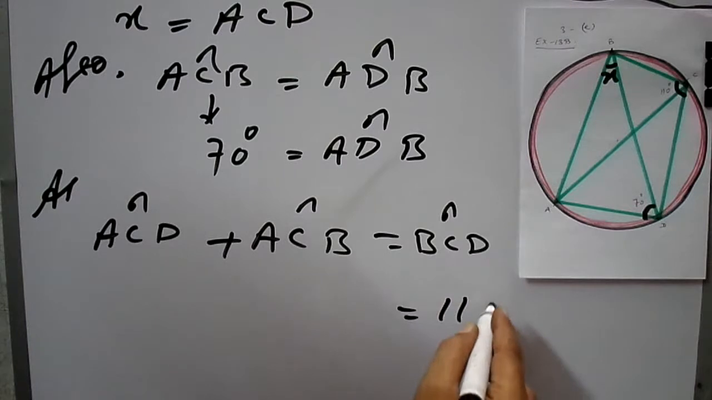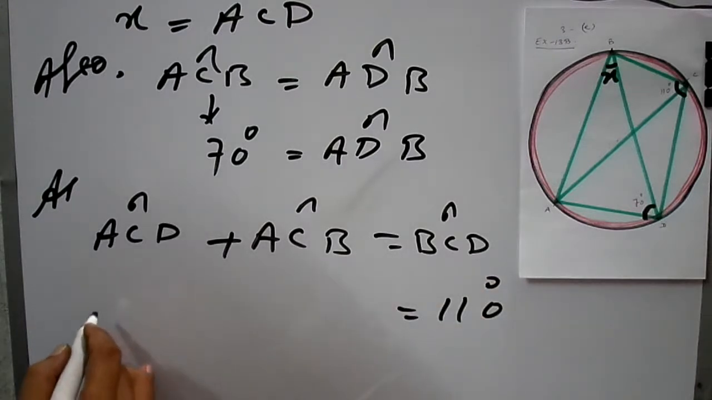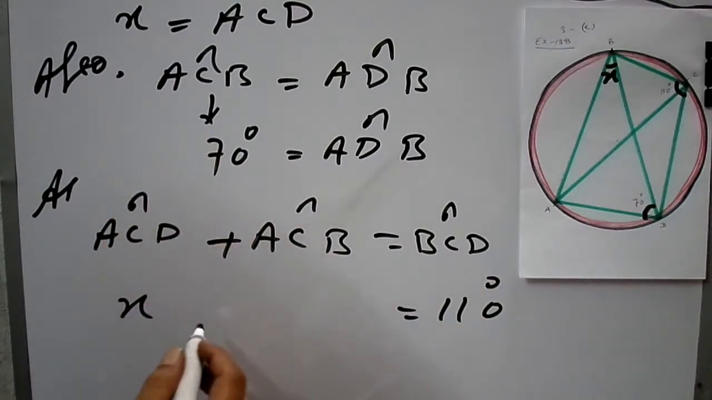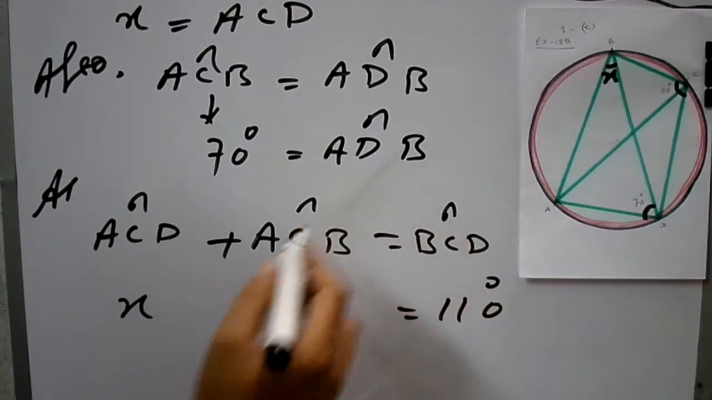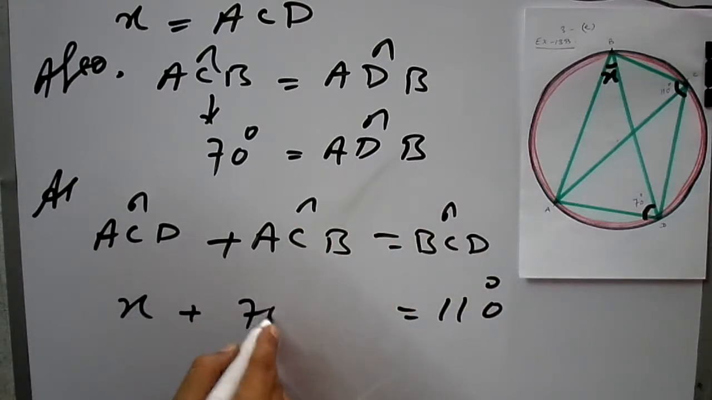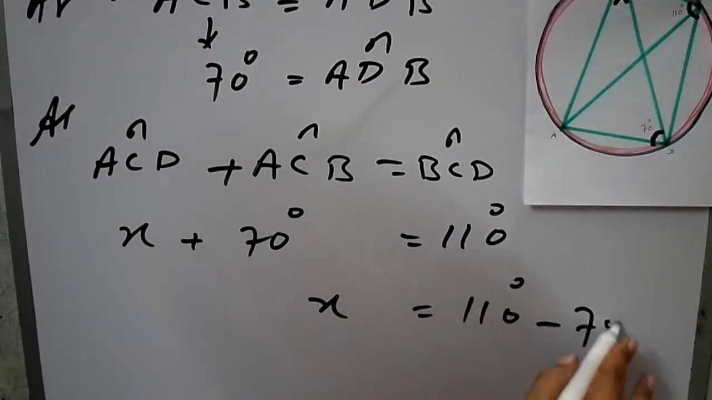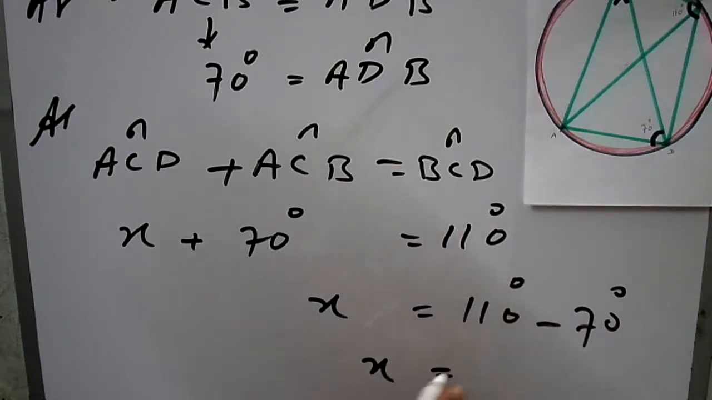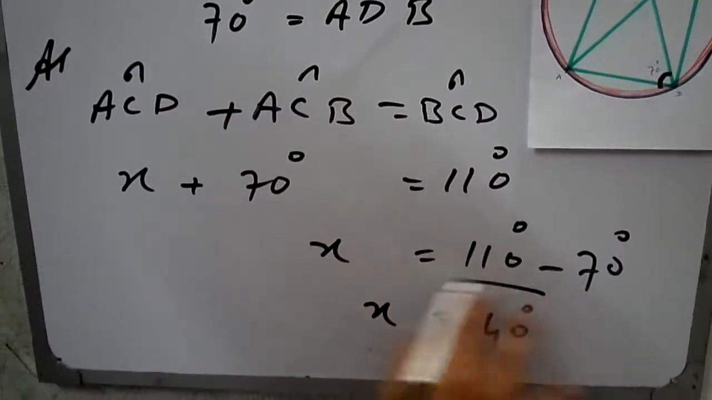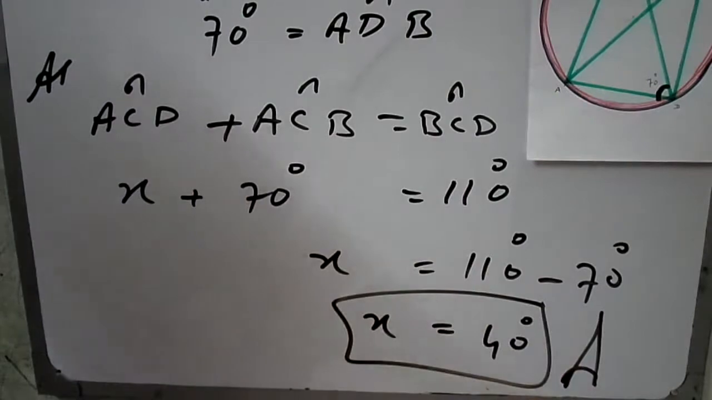So you can write here that ACD is equal to x, so x plus 70 degree is equal to 110. So you need the value of x: 110 minus 70 degree, you will get the value of x, that is 40 degree. So that is your result.